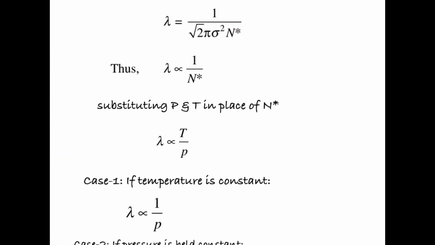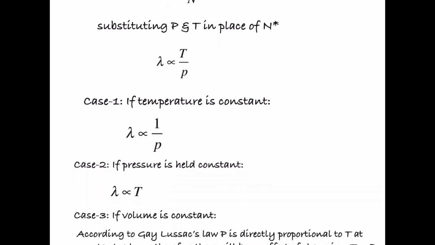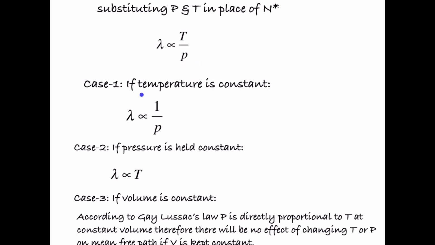Now let us see the effect of pressure and temperature on mean free path. This is the equation we have just derived. In place of n star, if you substitute P by T, lambda is inversely related to n star. Lambda is finally directly proportional to temperature and inversely proportional to pressure. If temperature is constant, isothermal condition, lambda is inversely related to P. If pressure is constant, isobaric condition, lambda is directly proportional to T.